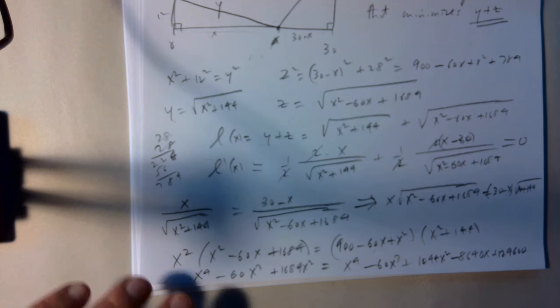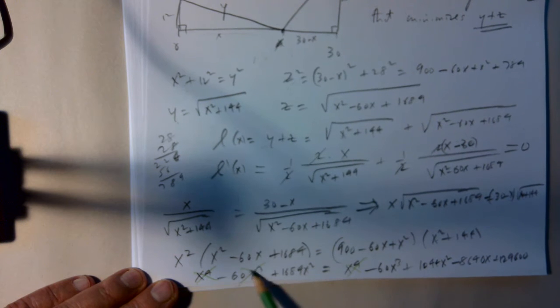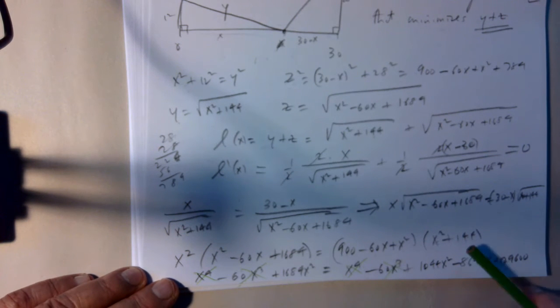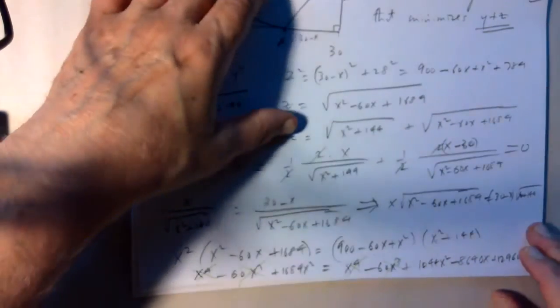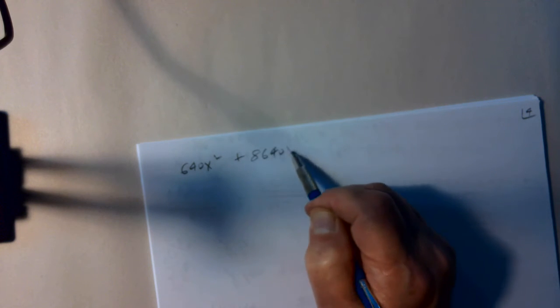So we get some kind of equation like that to solve, but fortunately, the x to the fourths cancel and the x cubes cancel. So this is really just a quadratic equation. Let me just write down again what that equation is. It's 640x squared plus 8,640x minus 129,600 equals 0.